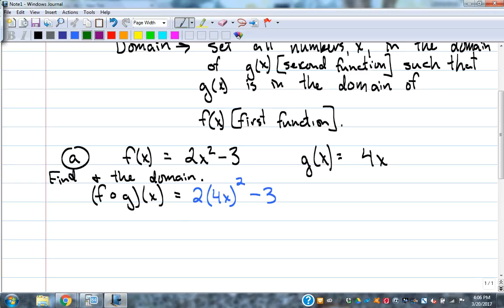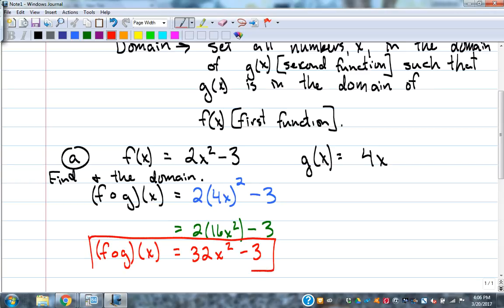And we're going to simplify that, because this is an algebra class. We want to make it as simple as possible, or look as normal as possible. So if we square 4x, that's going to be 16x squared. Then we can multiply that by 2 and get 32x squared minus 3. That's the composite function. Okay, so we found that composition. That's what it means to find the composite function. f composed with g is actually plug it in and work it out.